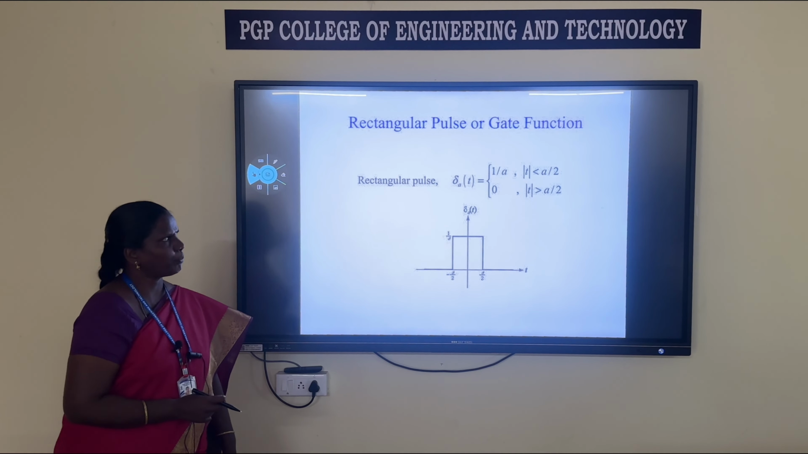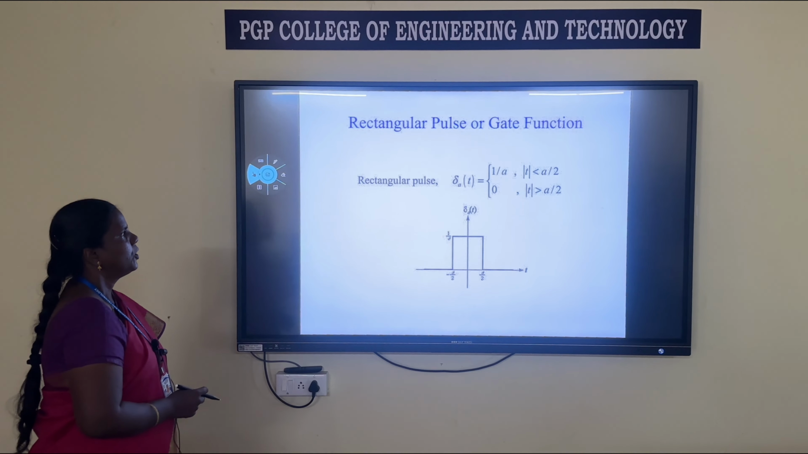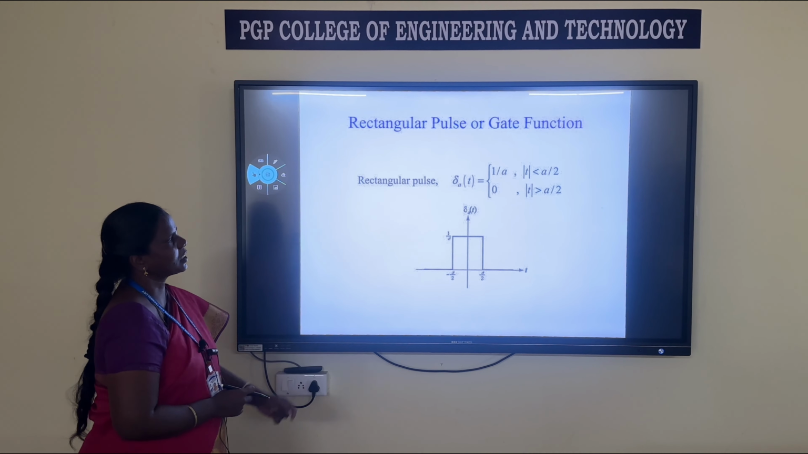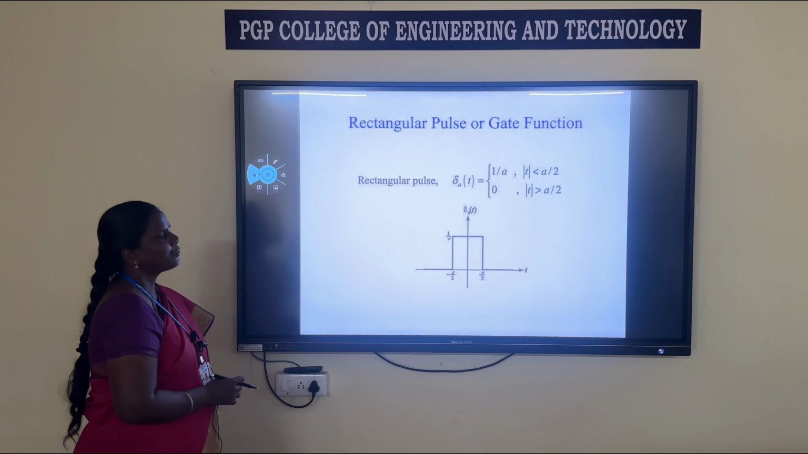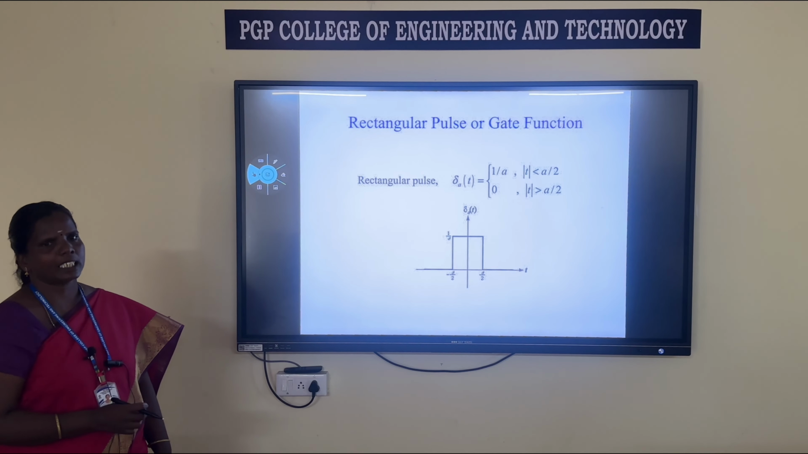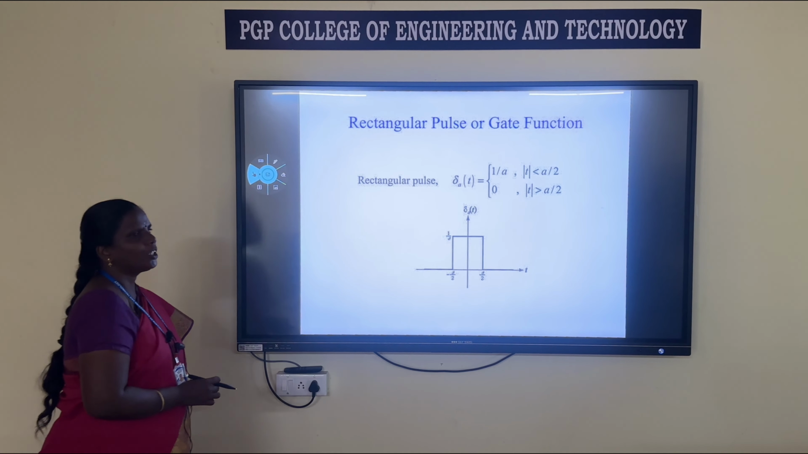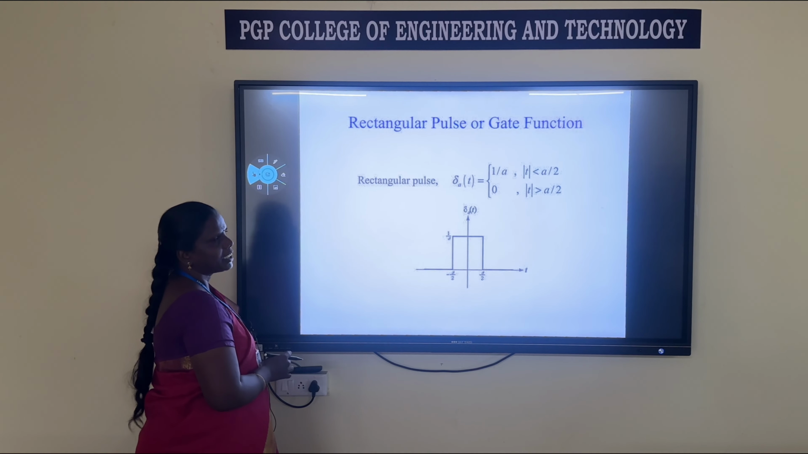So the rectangular pulse or gated function is denoted as del of t. Del of t is equal to 1 by a when the magnitude of t is less than a by 2, and 0 when t is greater than a by 2.